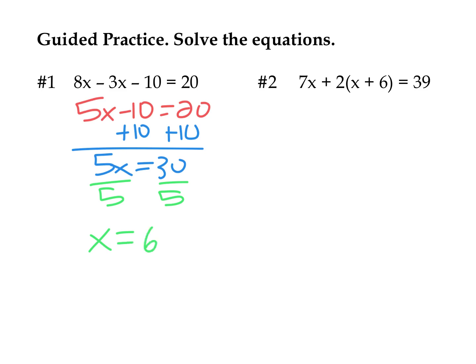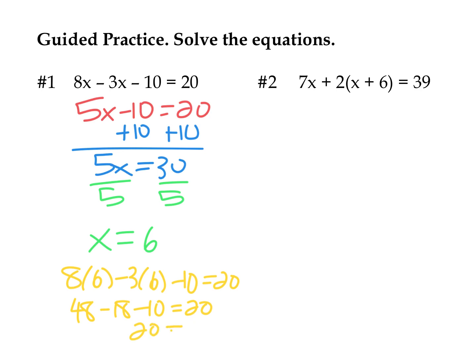To check that, we plug it back into the original equation. 8 times 6 minus 3 times 6 minus 10 equals 20. It's going to be 48 minus 18 minus 10 equals 20. 48 minus 18 is 30. 30 minus 10 would be 20, equals 20, and that checks.